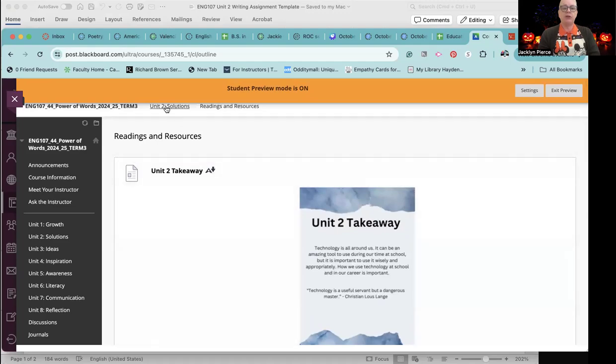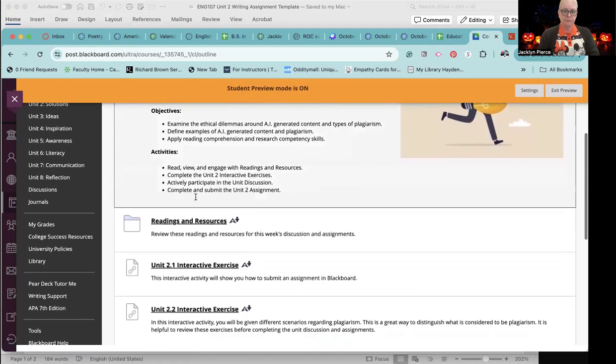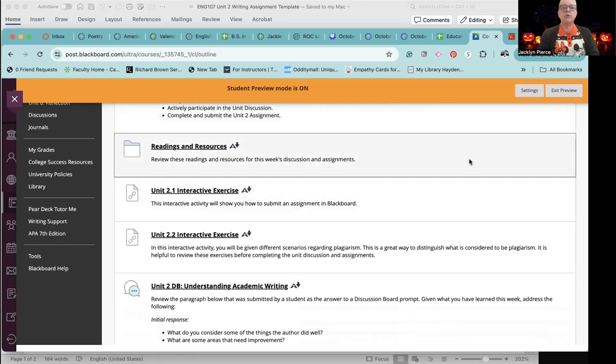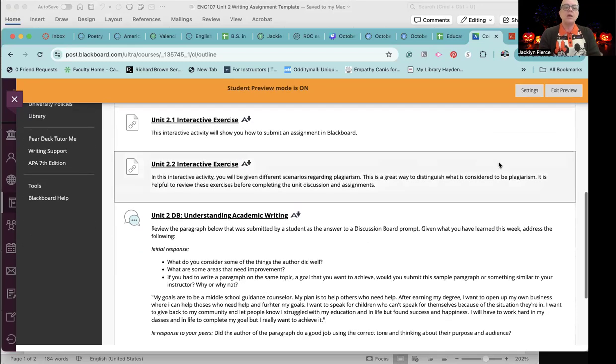So once you have looked through and read and watched the readings and resources, you have 2 interactive exercises. Several people get confused about these because they think they have to send me something. You don't have to send me anything related to the unit exercises, these interactive exercises. You just do them and learn from them. One is about how to submit an assignment in Blackboard, which I'm also going to go over with you. And the other is about different scenarios surrounding plagiarism. So those will be helpful to you as you do the assignments as well.